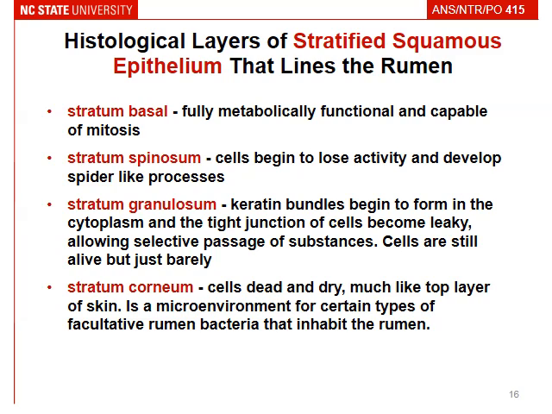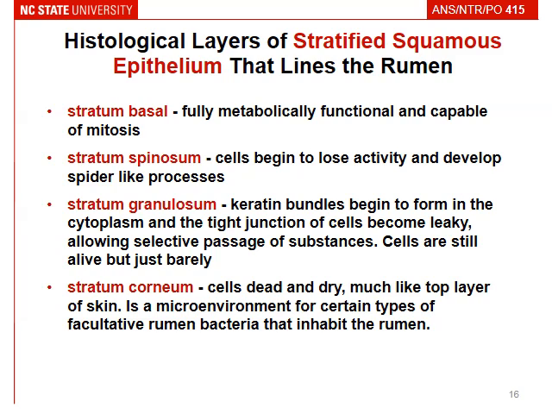Then we have the stratum granulosum. And within this layer, the keratin bundles begin to form in the cytoplasm. So keratin is a type of protein. The tight junctions between the cells start to become leaky. So you have selective passage of some substances. The cells are still alive, but just barely. They're the ones that are on life support.